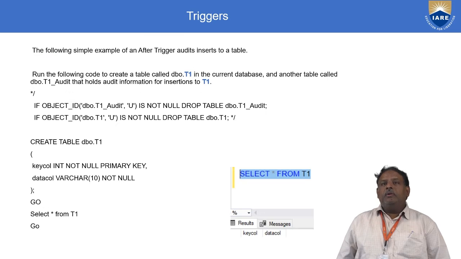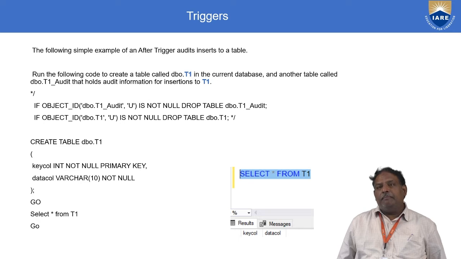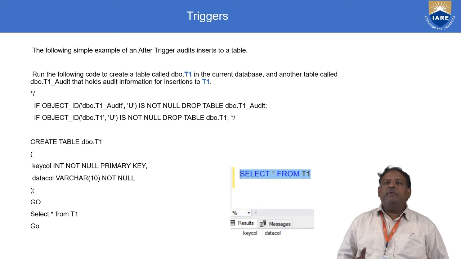Now let us see an example for a DML trigger. The following simple example of an AFTER trigger audits inserts into a table. Suppose you have a table, and you're doing some operation on it, inserting, updating or deleting. If you want to store all this audit into a table, then we can make use of this AFTER trigger concept.